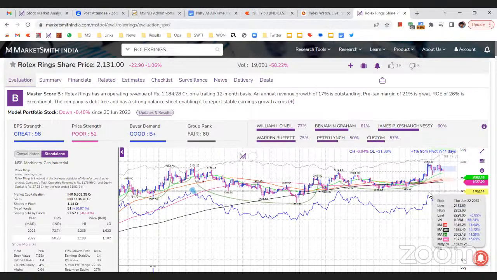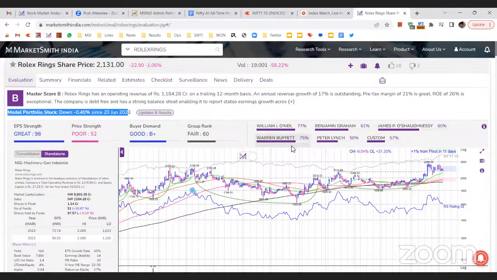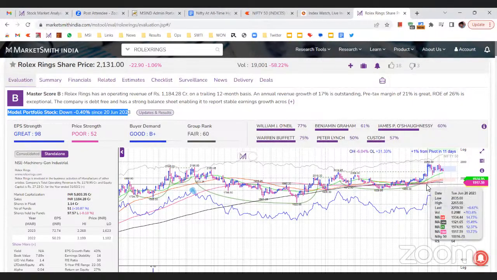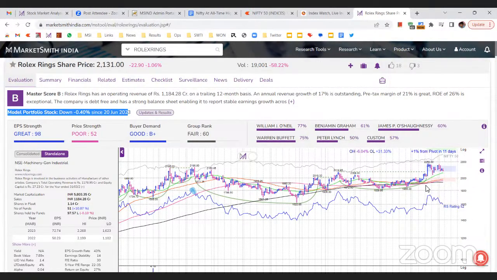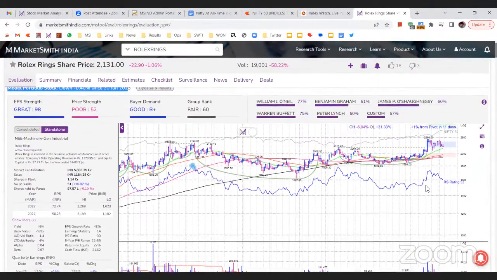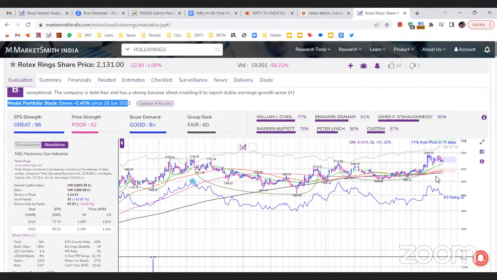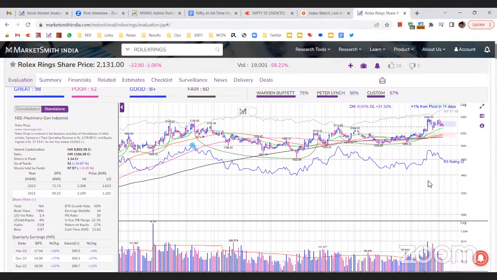Disclaimer here: this is our portfolio stock. You can see here it is highlighted as well. We added it on June 20th. The report was very good, and price volume action wise, it was very good. But from there, the stock moved sideways. There was no major selling happening after the breakout.